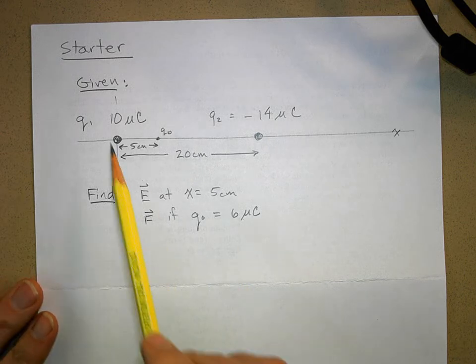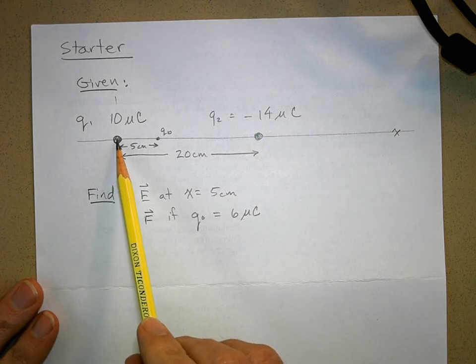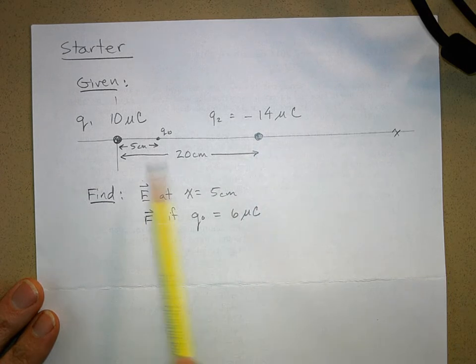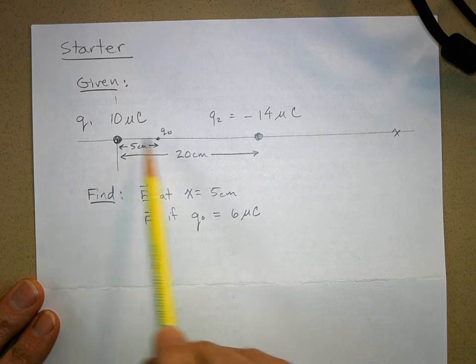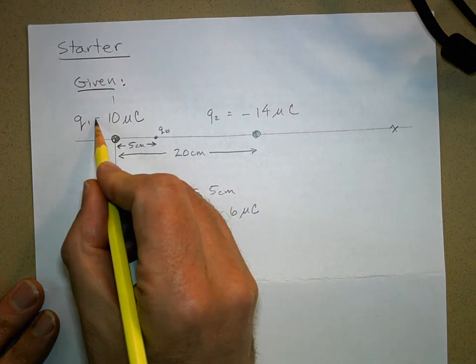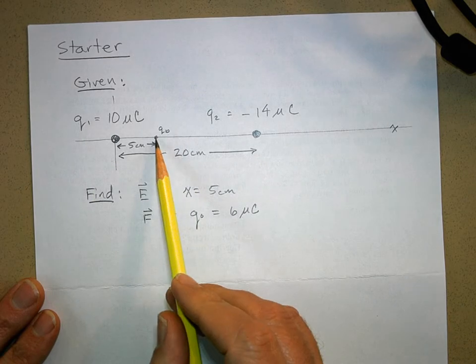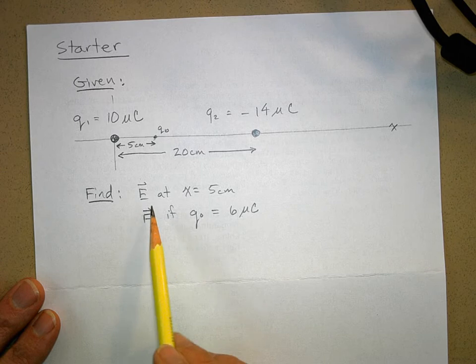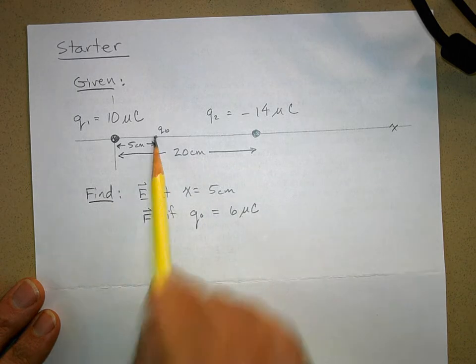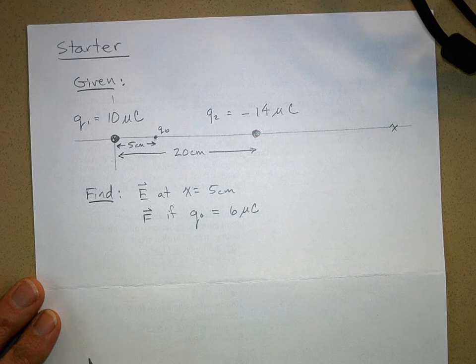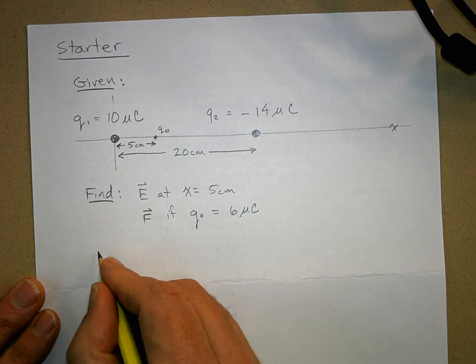Let's suppose that we have a 10 microcoulomb positive charge here and a negative 14 microcoulomb charge here, and they are 20 centimeters apart. And 5 centimeters between them from Q1, we will say there's our test charge right there. And we want to know what is the electric field at that point? And if the test charge was 6 microcoulombs, what would the force be? So let's solve that.